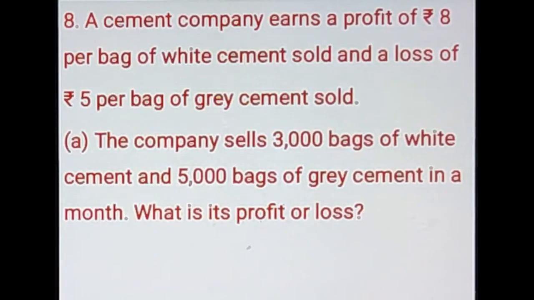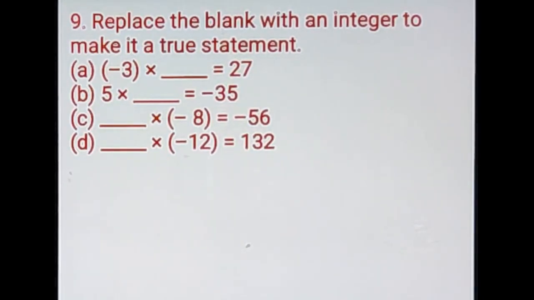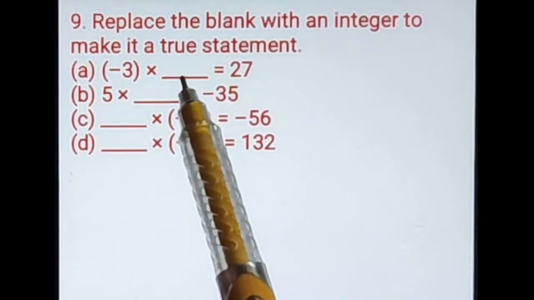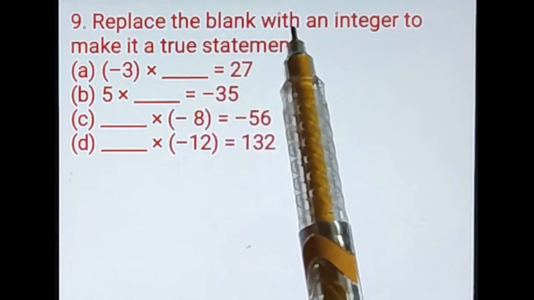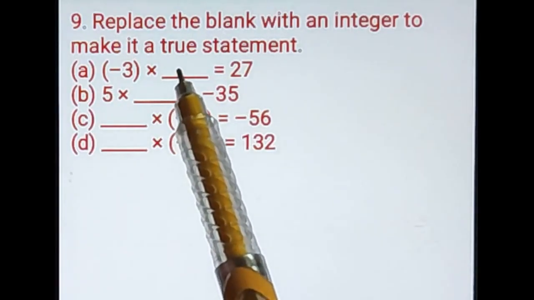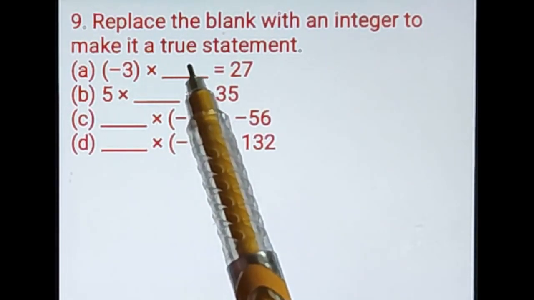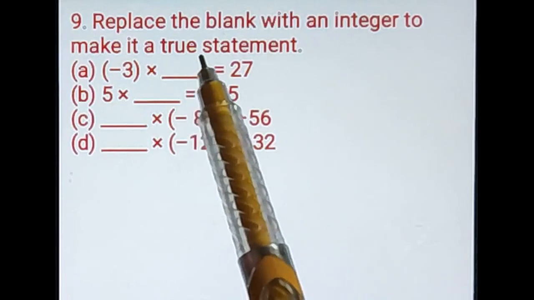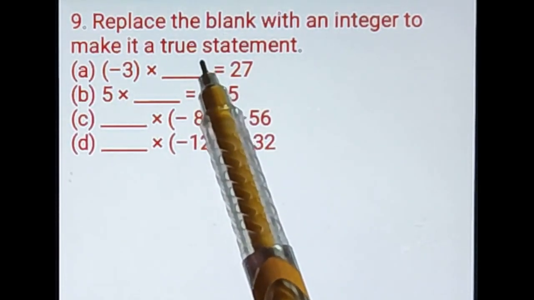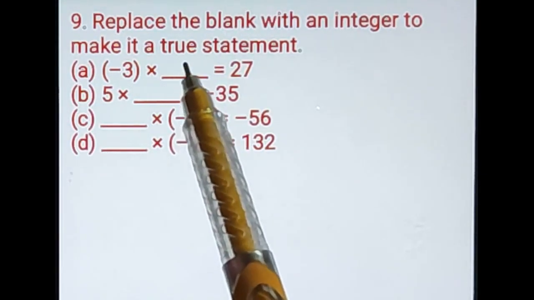Okay. So students, I hope you are clear with number 8A and B, right? After the completion of this, let us proceed to number 9 of exercise 1.3. Here we have to fill in the blank. Replace the blank with an integer to make it a true statement. In number 8B we took the number of bags of white cement to be X, no? We will solve this problem in a similar way, putting the missing number as X, then we will solve that.